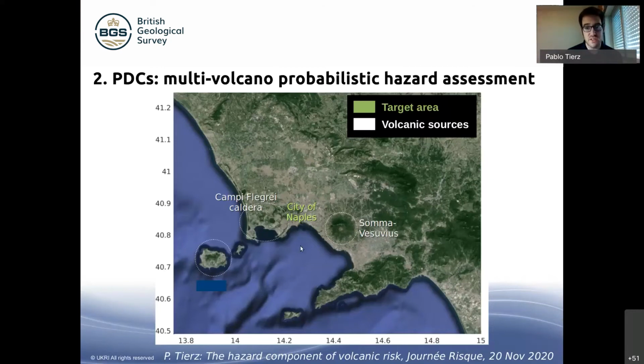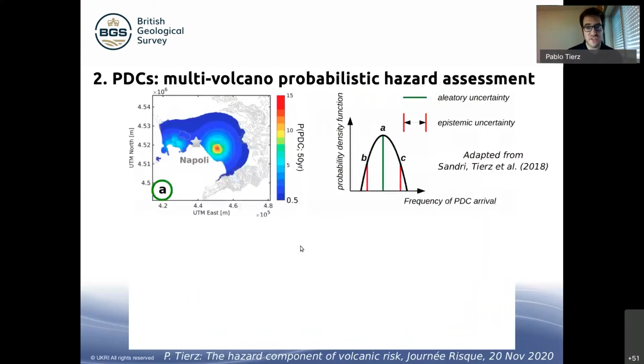And we combined it into a probabilistic hazard assessment, in this case constrained in terms of the temporal window. So in the next 50 years, this is the probability of pyroclastic density currents from at least one of the two volcanoes, assuming that they erupt independently, to impact each point in space in our hazard domain.